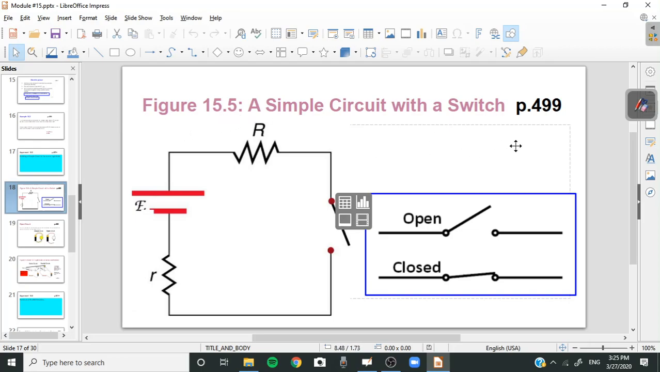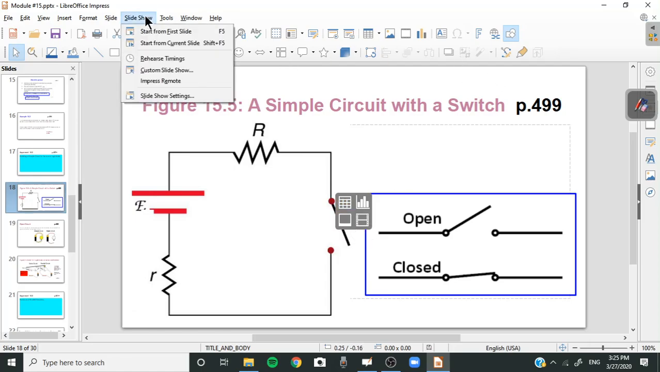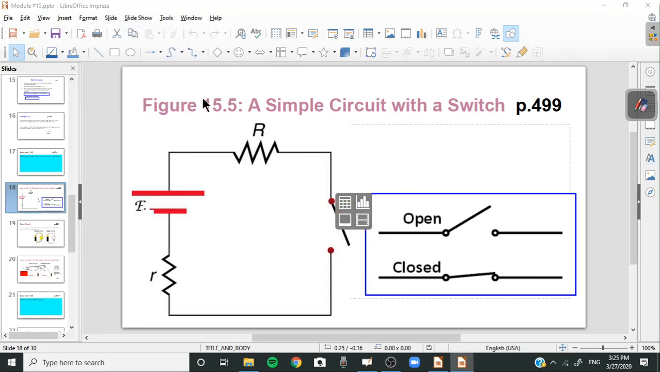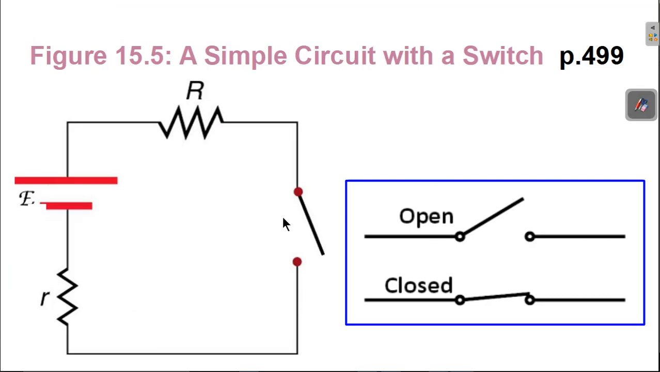Figure 15.5 on page 499 gives you more information about circuits. You already know what a simple circuit looks like. Here's your battery. You have your resistors right there. And then all of a sudden you have this thing. What is this thing? Well, this is a switch. This is how you represent a switch. And the switch can be open or it can be closed.